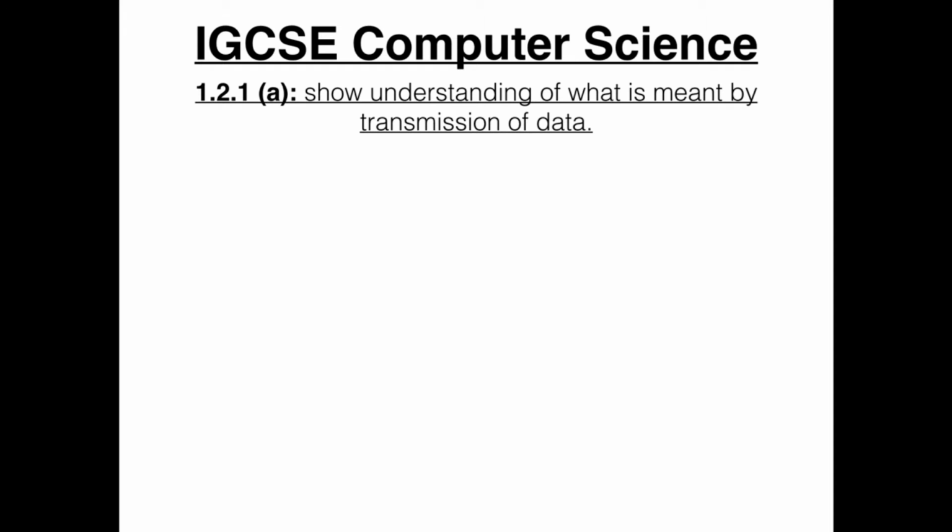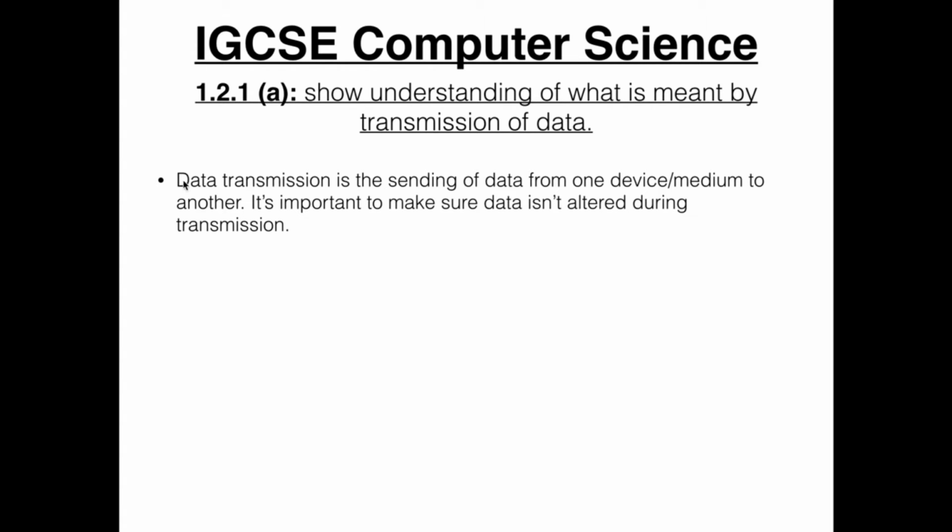IGCSE Computer Science syllabus statement 1.2.1a: show understanding of what is meant by transmission of data. So this is sort of an introduction to data transmission. We did a bit on different error detection methods for when transmitting data, but now we're actually looking at the methods of data transmission.